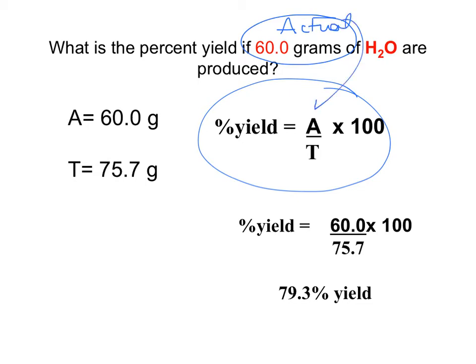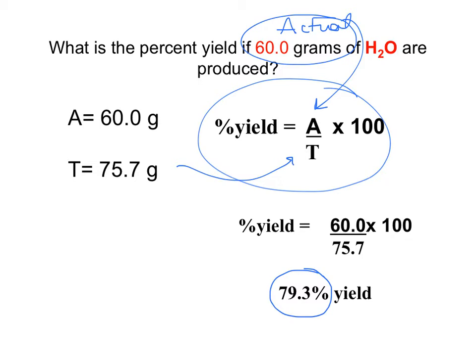So we're going to put that on the top. Our theoretical yield was just calculated. It was 75.7 grams. We're going to put that at the bottom. And we're going to divide the 2 and multiply by 100, making sure that we give our answer in proper number of sig figs, which is 3. We get 79.3% yield.